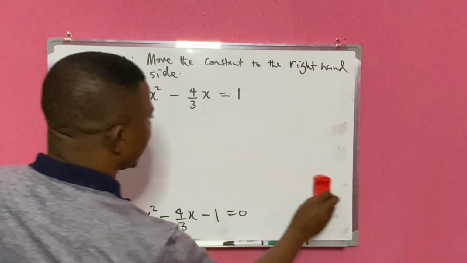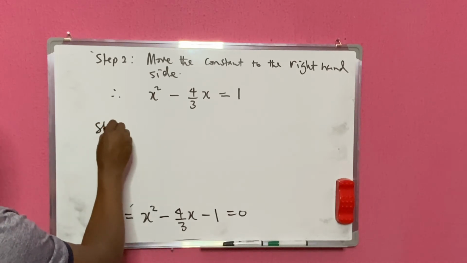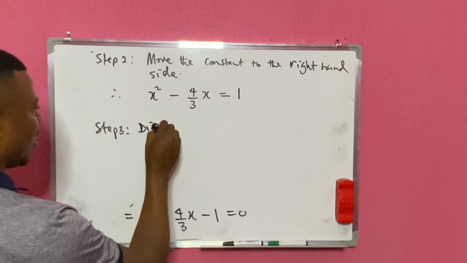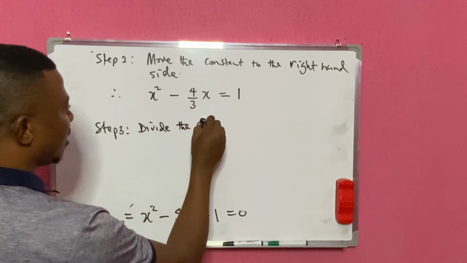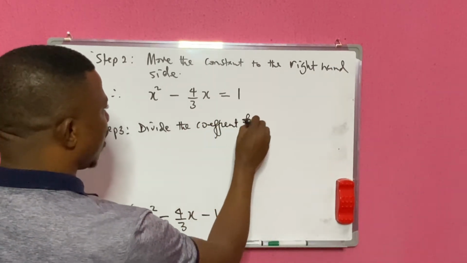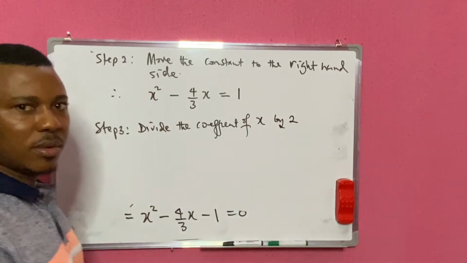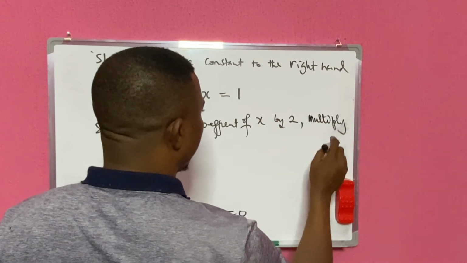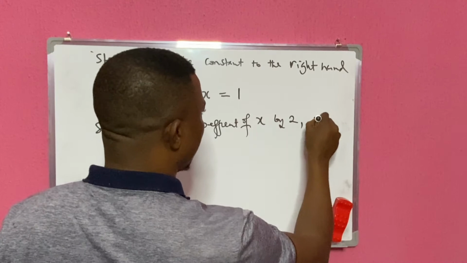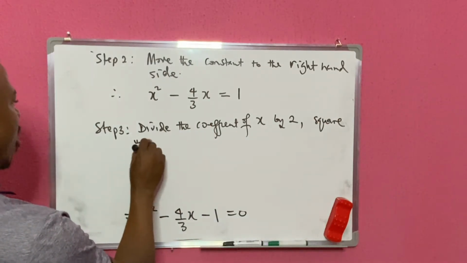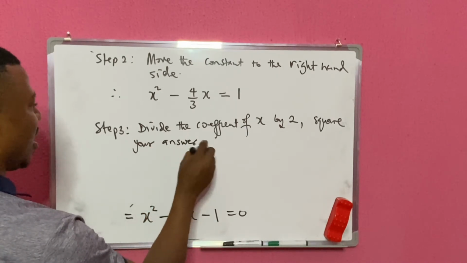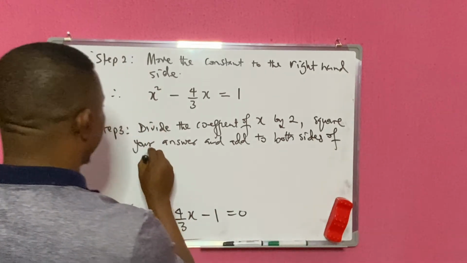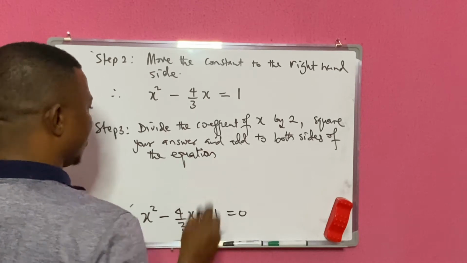Step 3. In step 3, it says divide the coefficient of x by 2, then square your answer and add to both sides of the equation. Very simple.